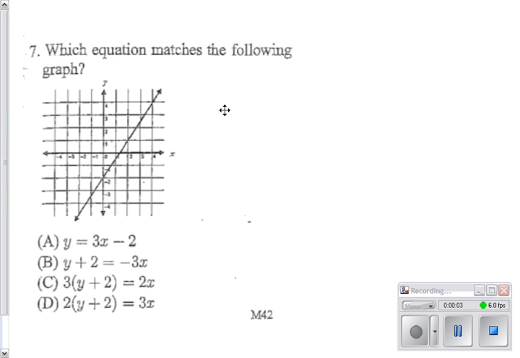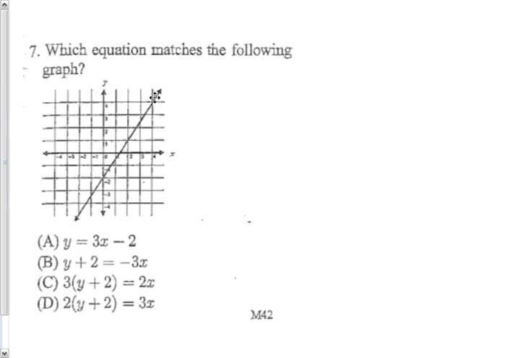Question number 7, our first linear equation that we have come across so far, if you're going in order. The question asks, which equation matches the following graph? They give us a graph here on the coordinate plane, a line, and 4 answer choices. Now the issue here is they have only put one of the answer choices, answer choice A, in slope-intercept form, where we can determine that 3 is the slope and -2 is the y-intercept.